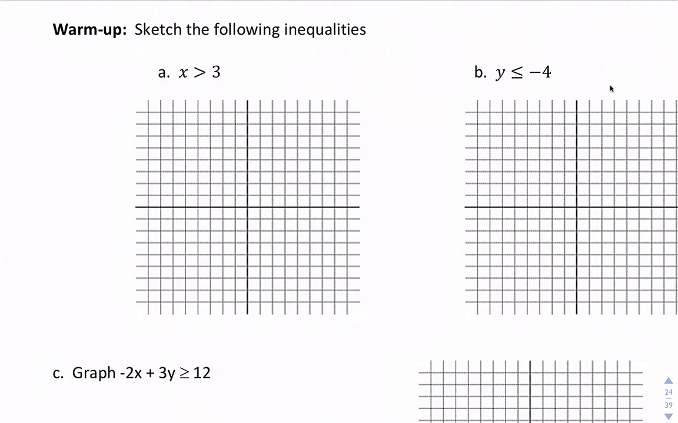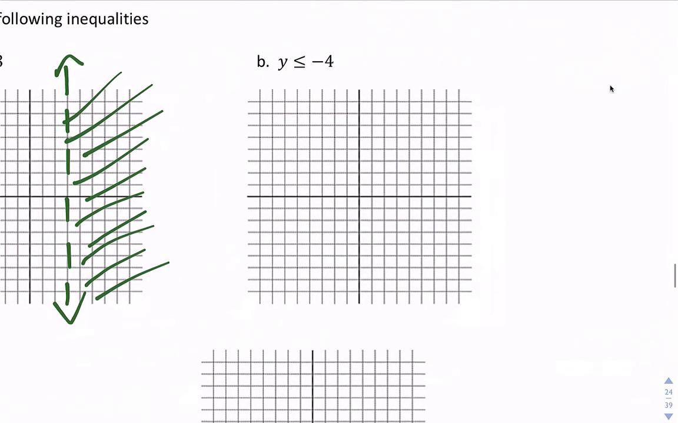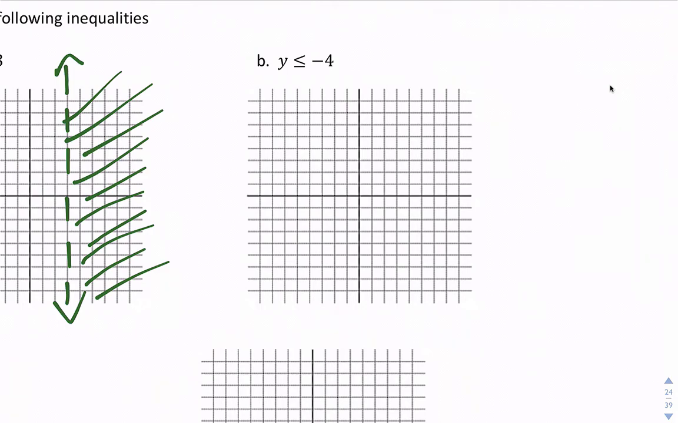So at x equals 3, I will draw a dashed line to represent the answer can't be on the line. And we're going to shade where everything is greater than that, so to the right. The next one, we want to know where y is less than or equal to negative 4. So we'll find where y is negative 4. It will be a solid line because of the equal sign, and y is less than negative 4, so below the line.